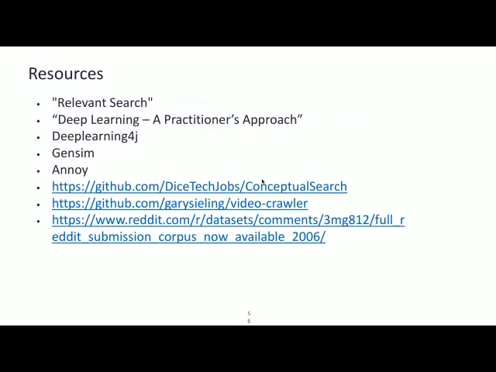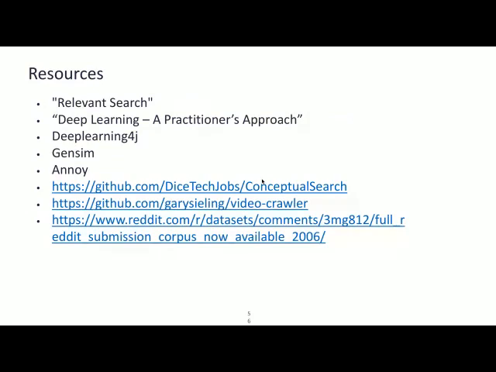This one called Relevant Search, which talks a lot about search relevance issues and ranking. Deep Learning: A Practitioner's Approach is, I think, written by someone who's writing Deeplearning4j, which is a deep learning library for Java. If you do research on this, you'll also see a lot of people using Gensim, which is the Python equivalent.